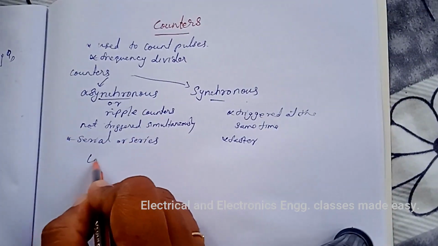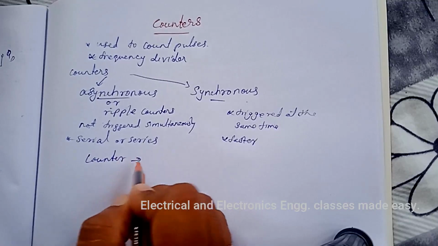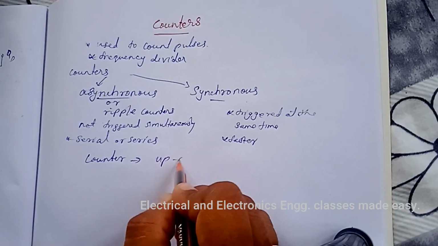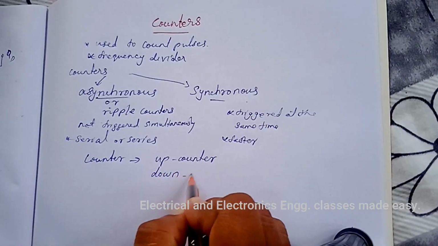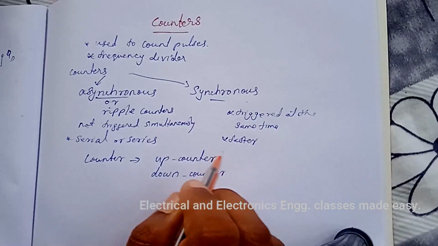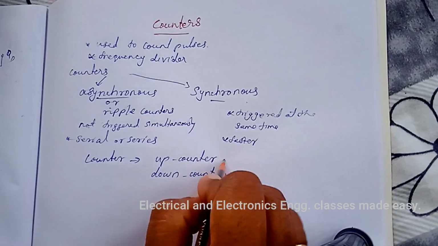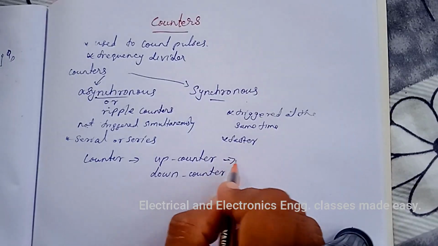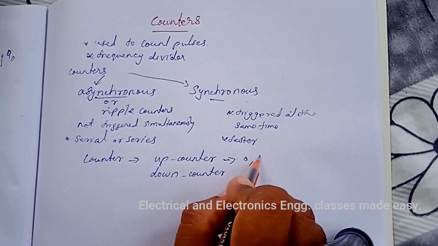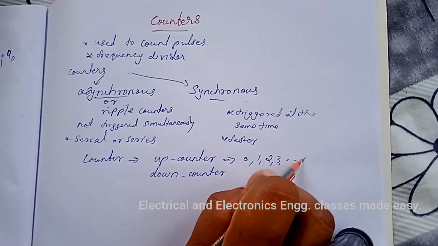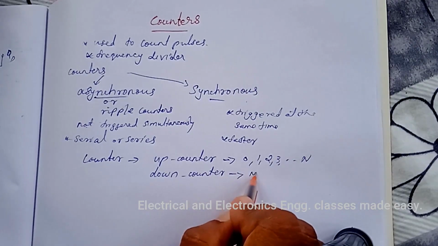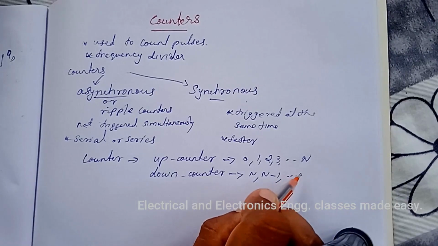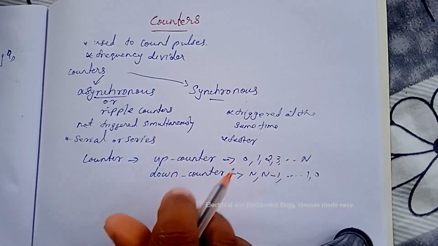And a counter may be an up counter or a down counter. An up counter is a counter which counts in the upward direction, that is 0, 1, 2, 3, etc. up to n. And a down counter is a counter which counts in the downward direction, that is n, n minus 1, etc. 1, 0.